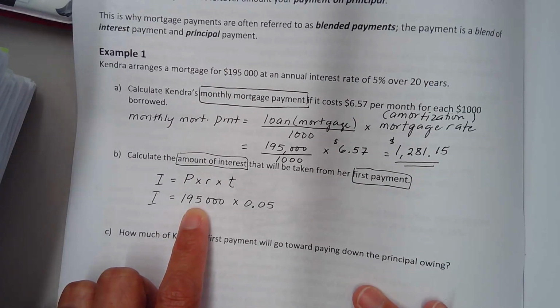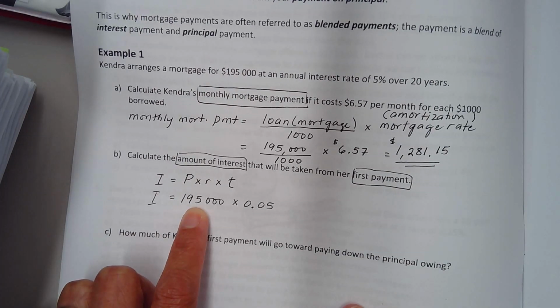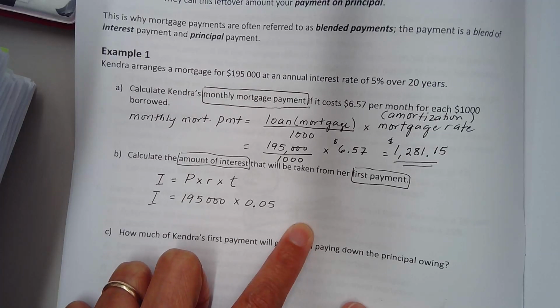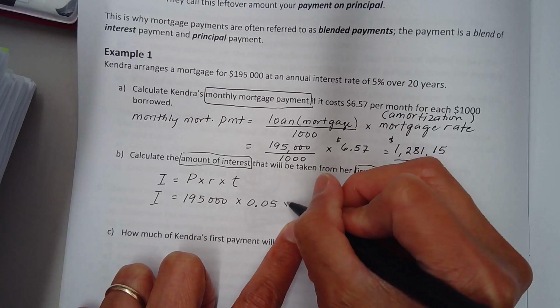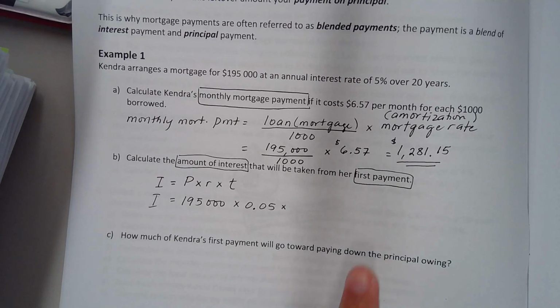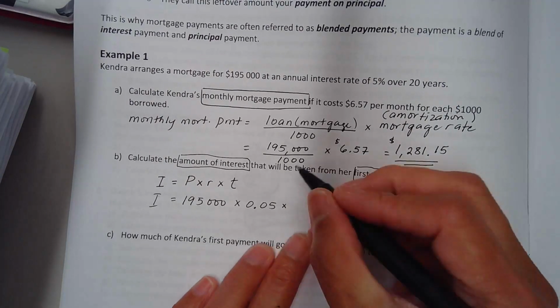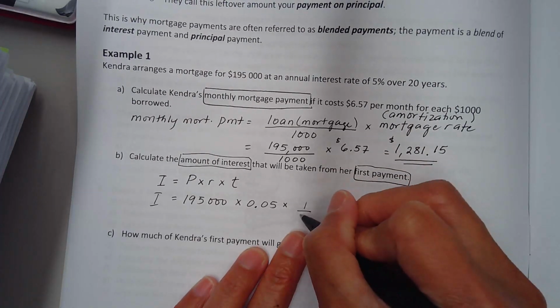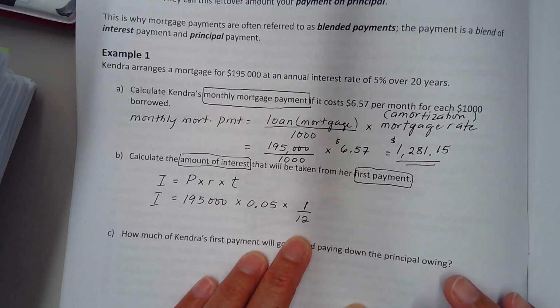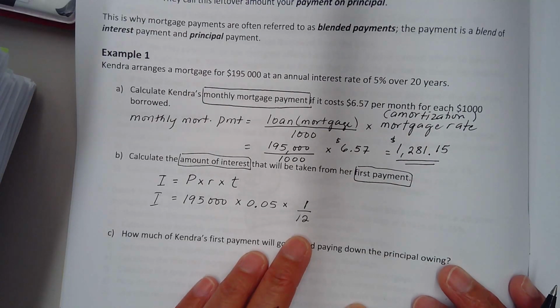Okay, 195,000 is our principal. The rate is 5%, so it's 0.05. And then the time. Okay, how long does it take to get this interest, right? Well, this is the first payment on the month, so it's going to be 1/12 of a year.